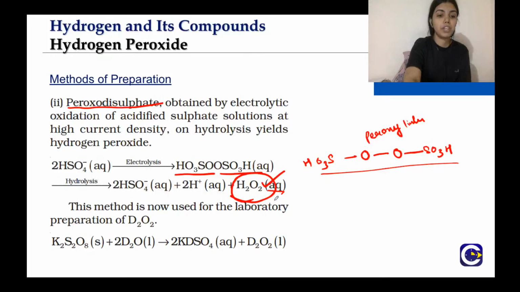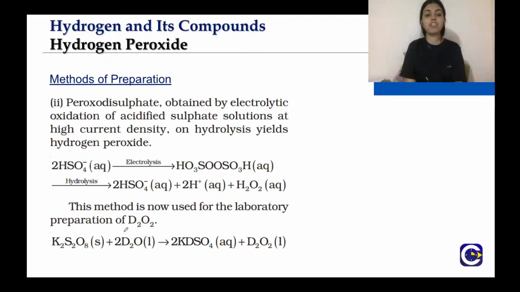Now this particular method is also used for the preparation of D2O2, that is, when you replace hydrogen with its isotope deuterium, it will become D2O2.